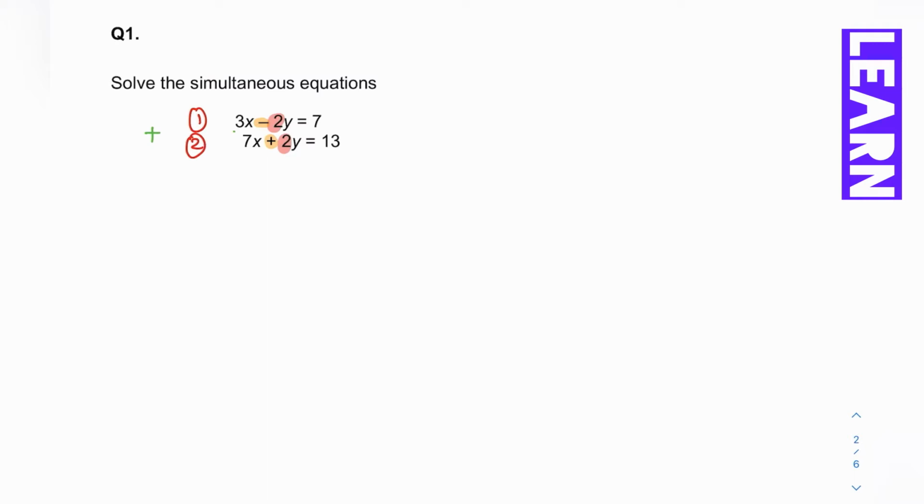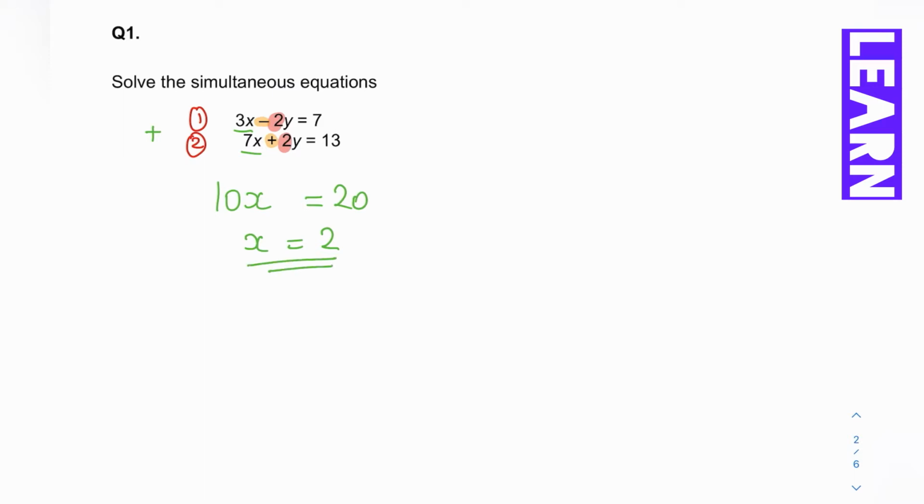3x plus 7x is equal to 10x. Negative 2y plus positive 2y is 0. 7 plus 13 is equal to 20. We can now divide our equation by 10 and we would get the answer for x, which is 2. Now we've found one of our unknowns, one of our variables. We've worked out that x is equal to 2.